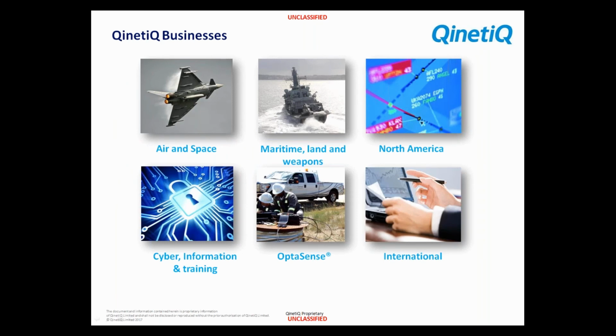So Kinetic as a business has three businesses which are domain focused: air and space, maritime, land and weapons, cyber, information and training. We also have an organization, a business in North America that supports that market. We have an OptiSense company which is providing security and border security following research that we've done on fiber optic cables. And then we have an international business as well. The bit that I work in is an external consultancy business within international.